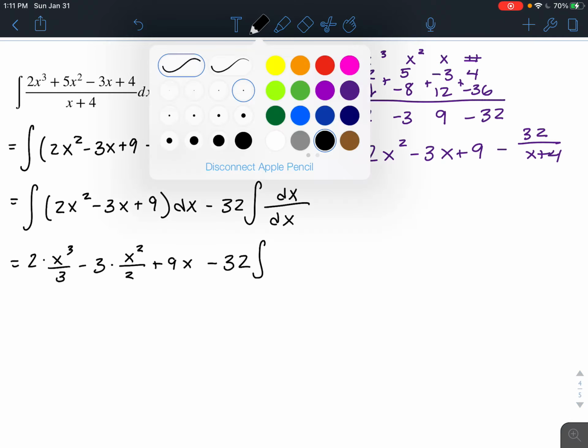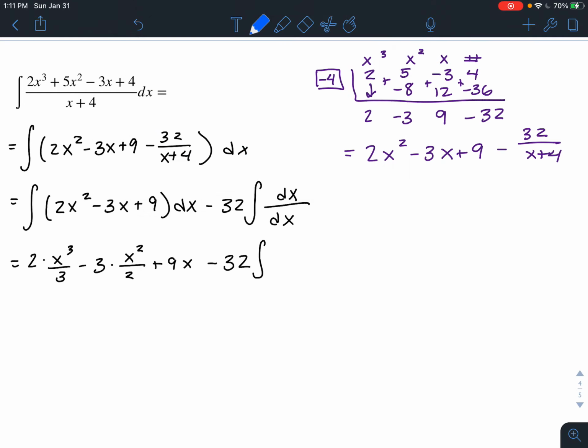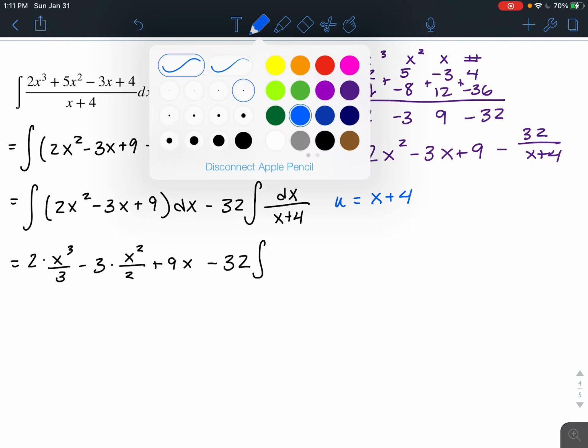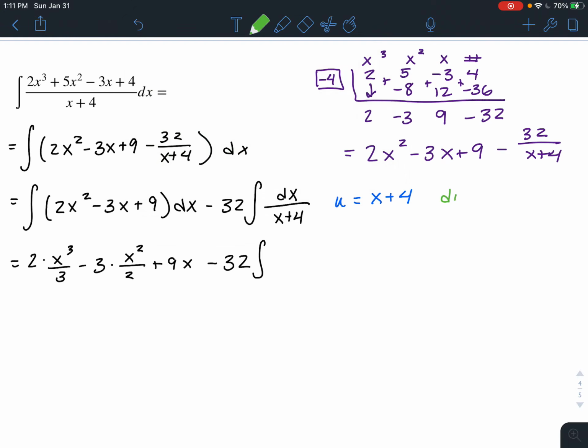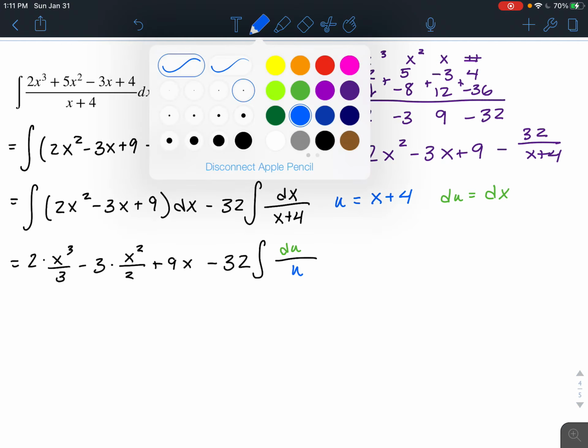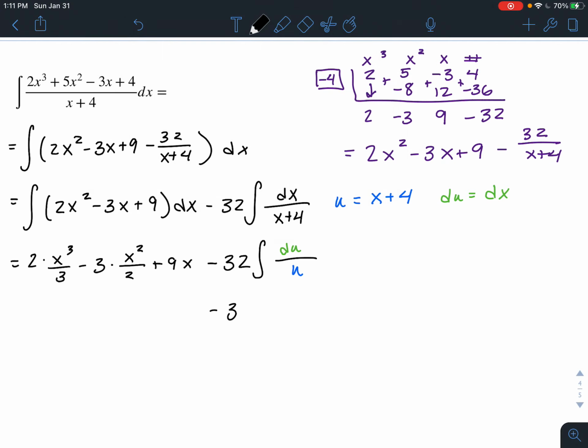In this other integral, because I have a linear, and apparently a typo, let's try that again. That should have been an x plus 4. Because I have a linear term in my denominator, it's a really easy u substitution. If I do that, my du is going to equal just dx. So this is going to become du over u, and that's that very easy to integrate natural log. So we get minus 32 natural log absolute value of u plus c.